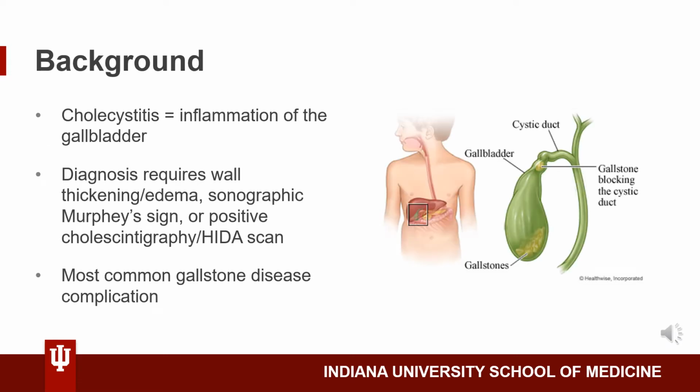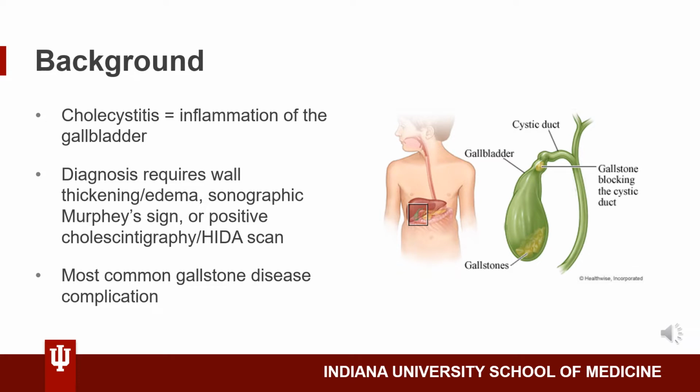So first, the definition of cholecystitis. Acute cholecystitis is acute inflammation of the gallbladder. This is most commonly caused from stones, although you can have acalculous cholecystitis, which is more common in critically ill patients. This video, we're going to focus on calculous cholecystitis. So diagnosis of that requires demonstration of wall thickening or edema when visualizing the gallbladder. You can also use sonographic Murphy sign to diagnose it, which we will go over later, or a positive HIDA scan.